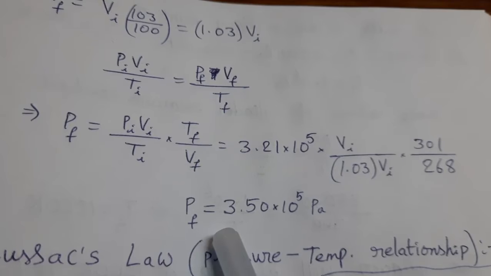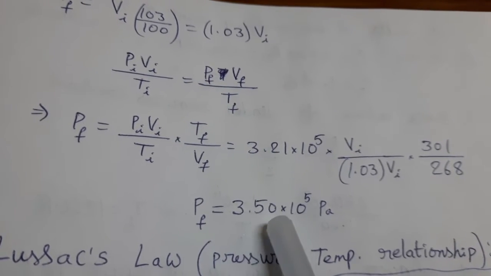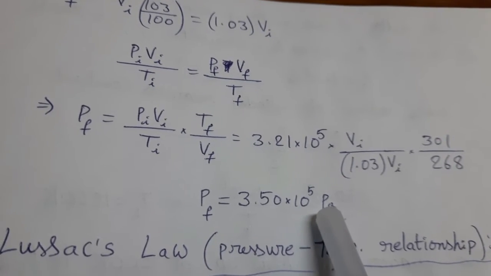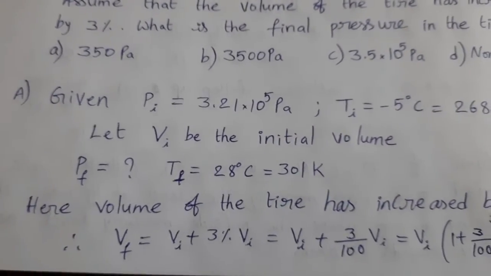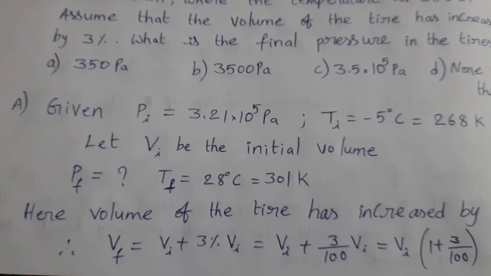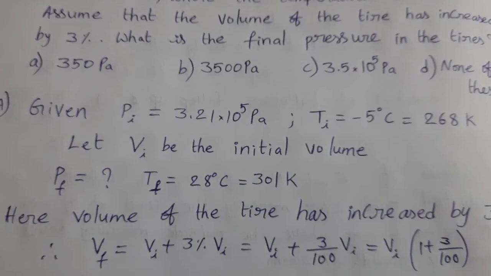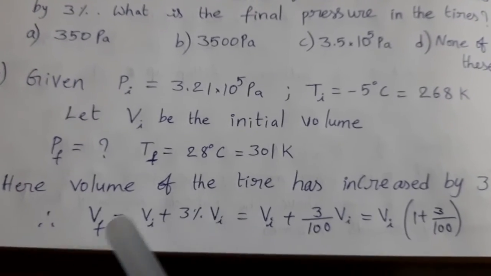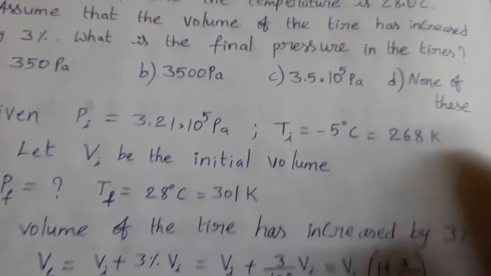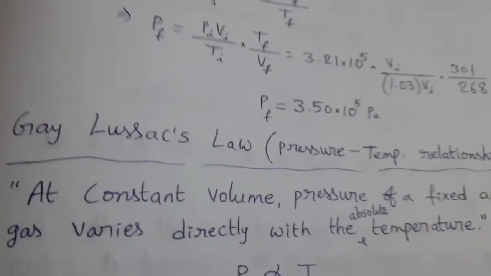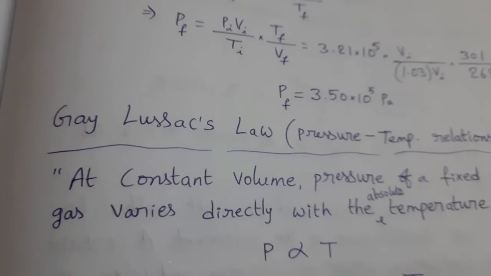So by doing calculation, we can get final pressure equal to 3.50 into 10 power 5 pascals. Okay. Here, the pressure and volume term we should understand carefully. Volume of the tire has increased by 3% means if we consider this one, then only we can get the correct answer. Okay. Next, another gas law, Gay-Lussac's law.